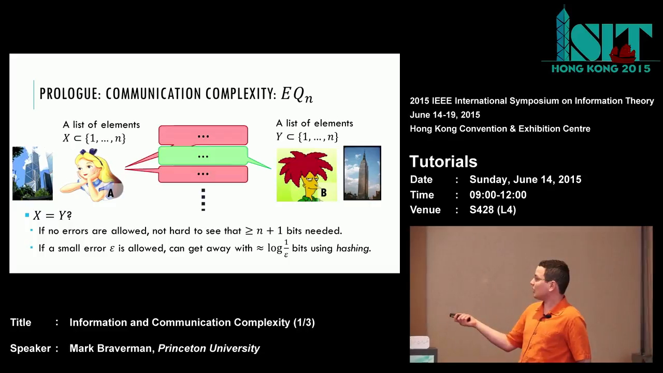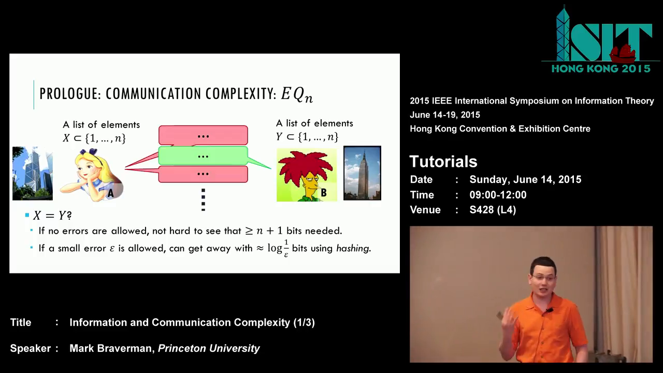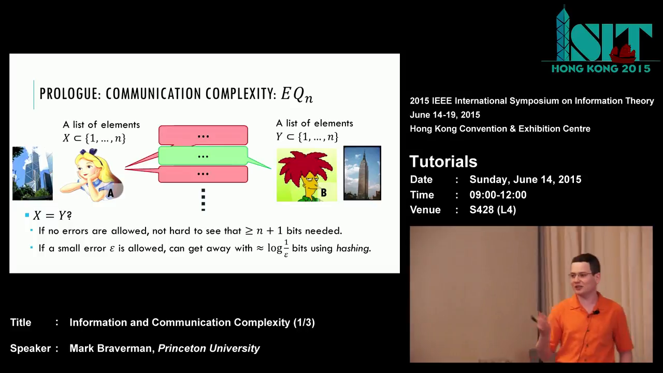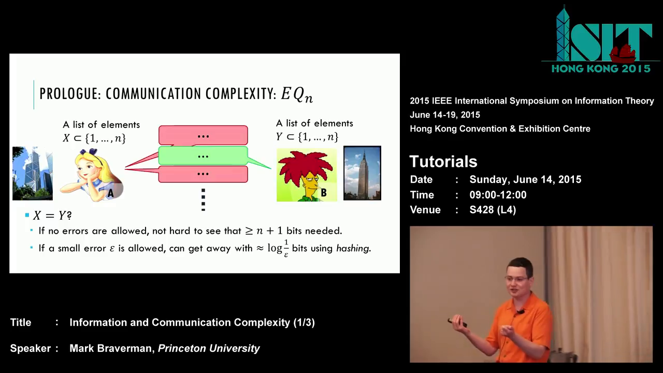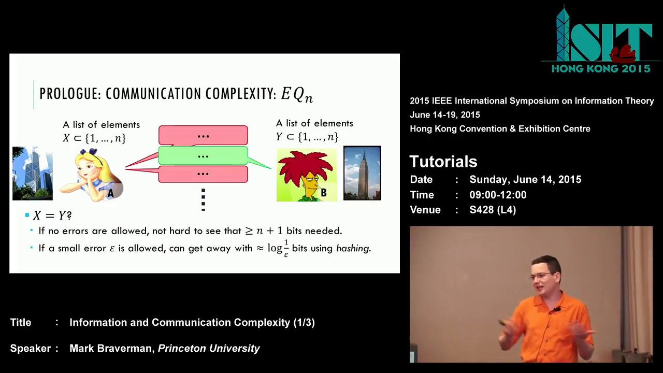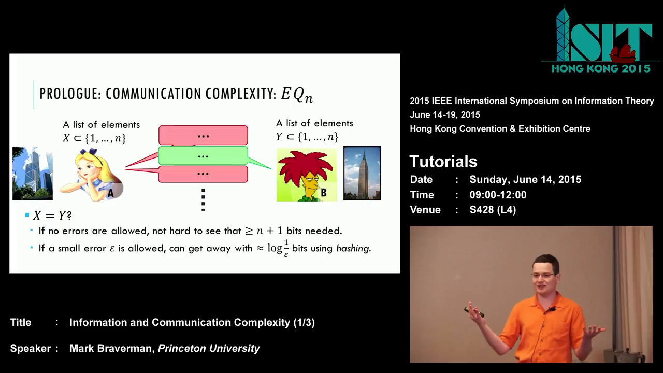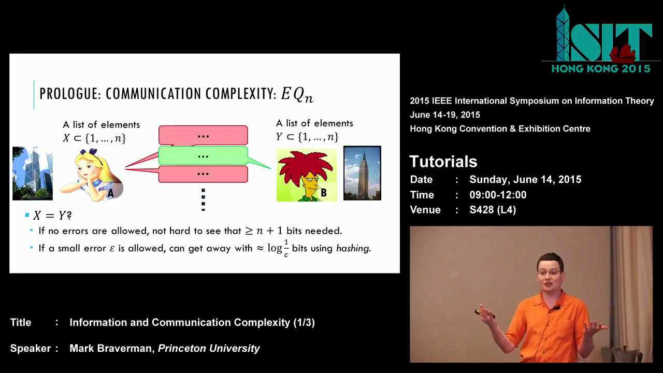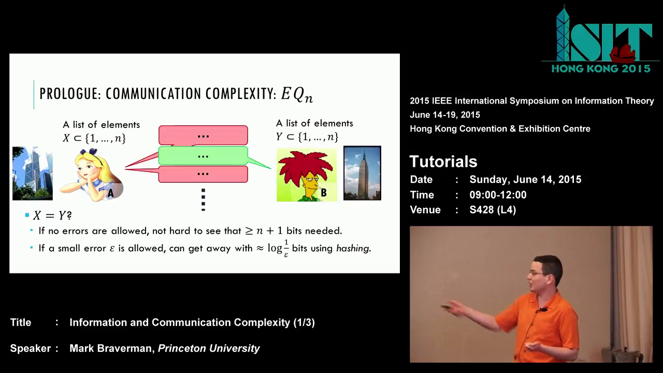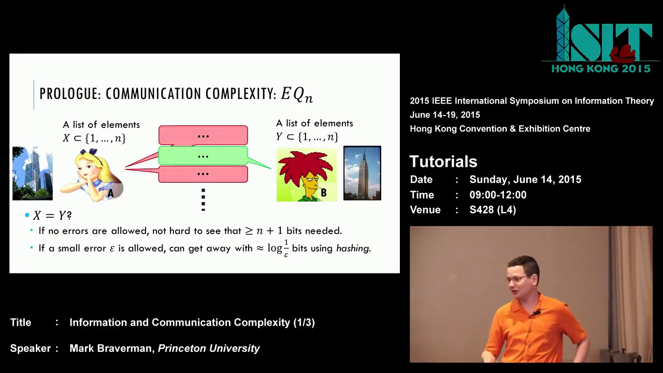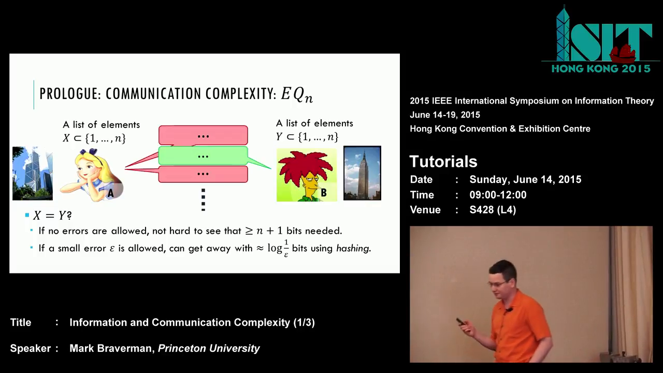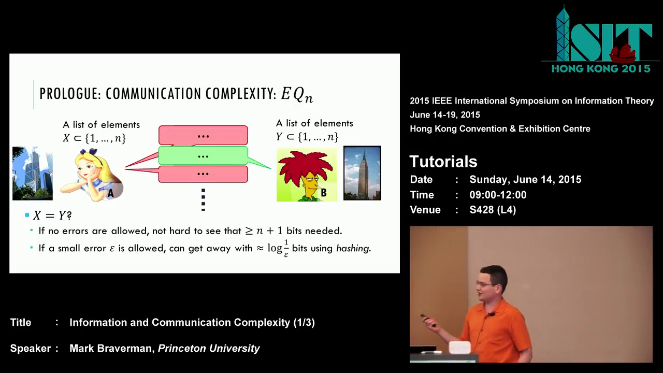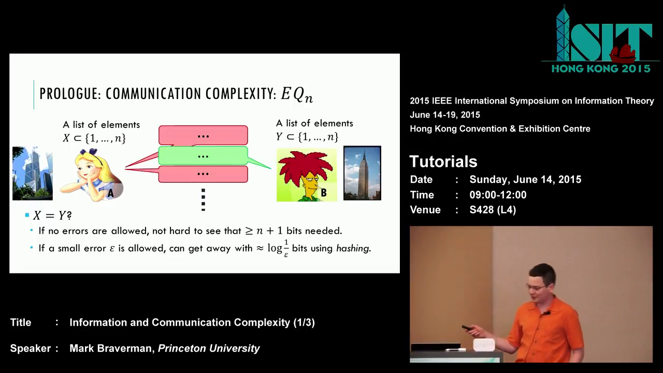If you allow a small error, then you can get away with a lot less communication. Indeed, if you had to compare two files in practice, you would never send the entire file. You would just hash it and compare the hashes. If you send just k bits of hash, your probability of a collision and of a mistake is 2 to the minus k. So if you allow an error epsilon, you get away with log 1 over epsilon bits, which potentially is a lot less than n. That was the equality example.